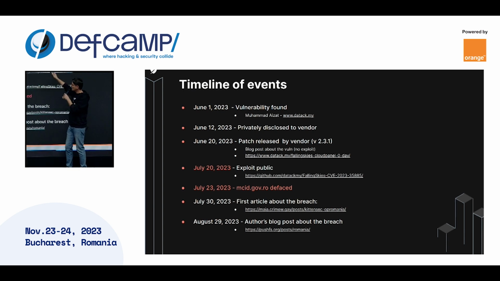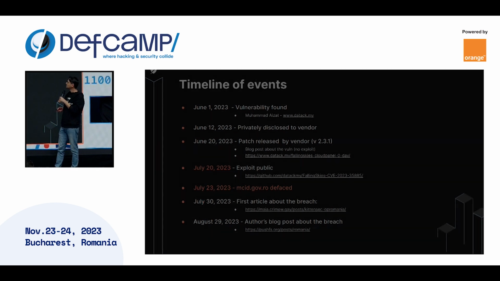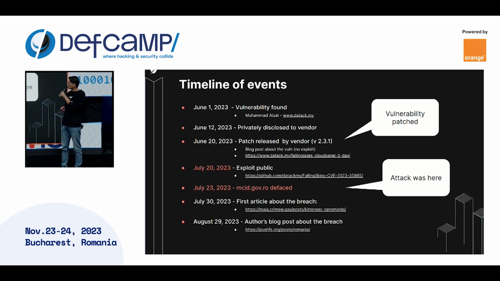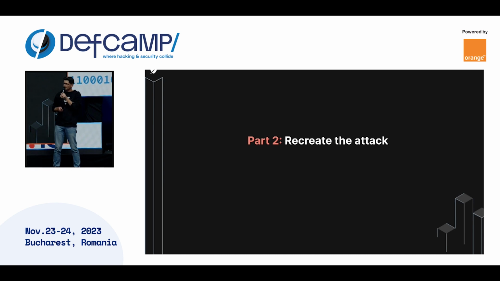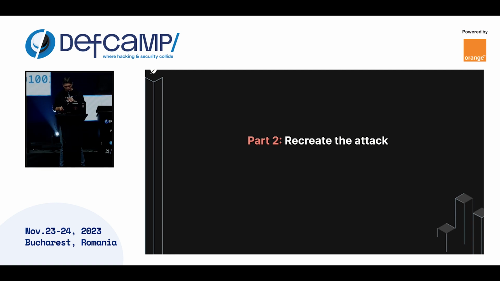So there was more than a month when the administrators of those websites could have patched them, but they failed to do so. Yeah, this is the difference, the important timelines. Okay, so this was the first part of the presentation with the story. And let's go to the second part, where we will try to dig deep into the vulnerability and try to recreate the attack.